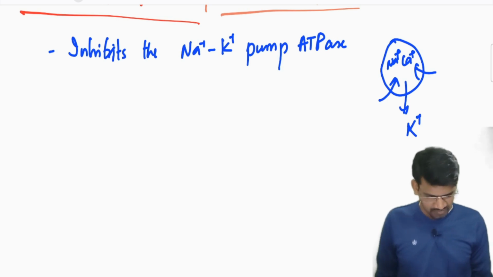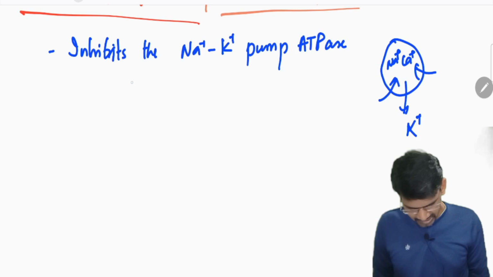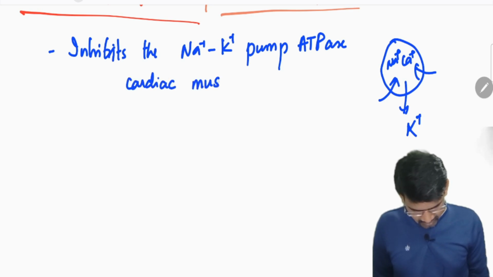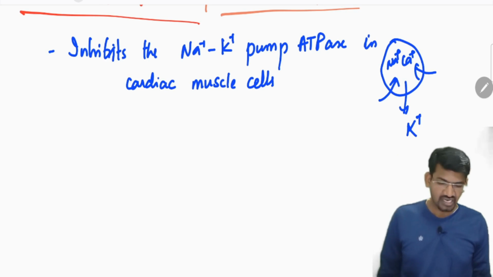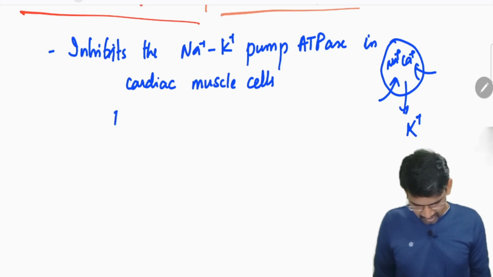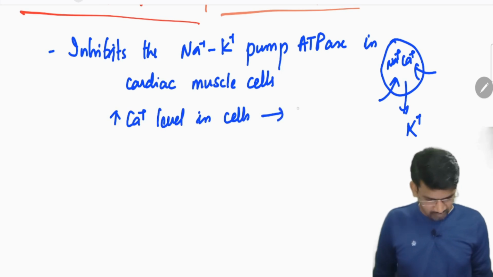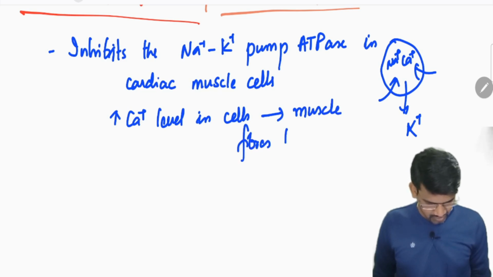This process is inhibited especially in the cardiac muscle cells, and thereby increases the sodium level. So it increases the calcium level in the muscle cells and causes the muscle fibers to contract.